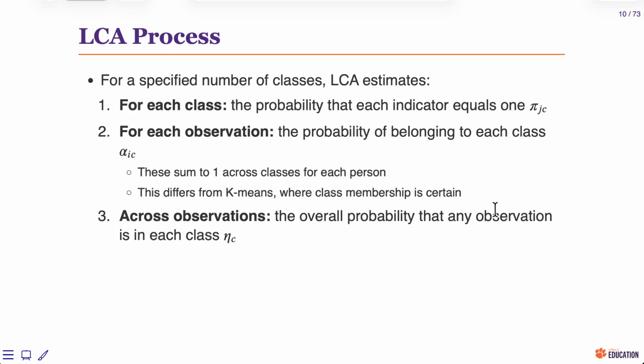This means that observations in our data are classified into classes with uncertainty, which is actually helpful. This is a little bit different than k-means clustering, where class membership is certain. You can define someone being part of a class based on how close their data are to the center of that class, or the data in that class. We also can receive one other bit of information: the probability that any observation at large from our sample is within each class. We use eta sub c to define that.